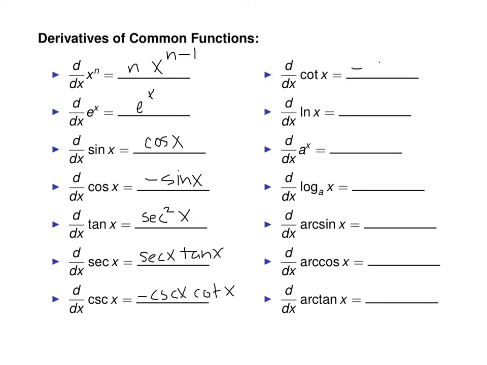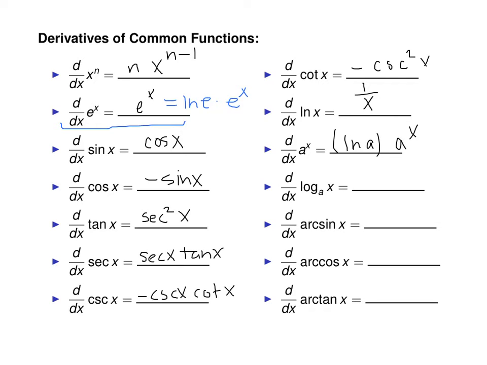Cotangent's derivative is negative cosecant squared x. The derivative of natural log of x is 1 over x. A to the x is one students often have trouble with. It's kind of similar to e to the x, just a little different. You have ln of a times a to the x. And that rule will still work if you have e to the x, because ln of e is just 1 times e to the x, so same thing.